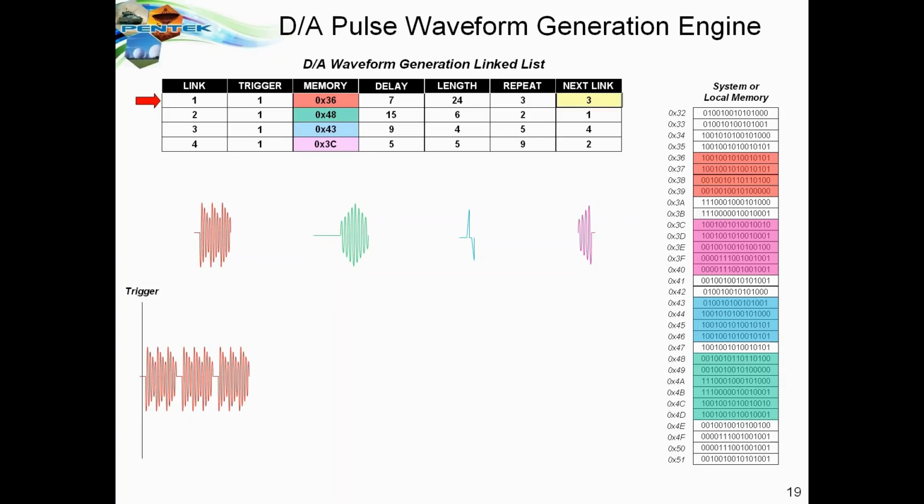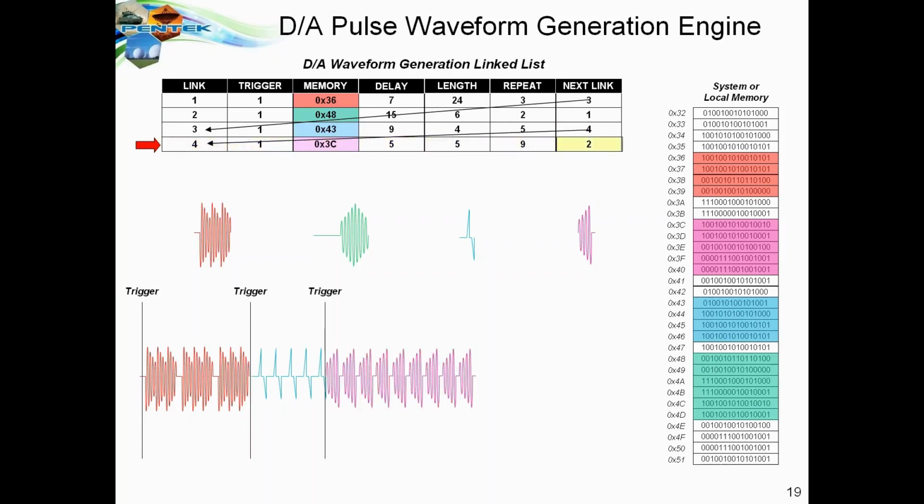Now at the end, we see the next link is link number 3. So on the next trigger, we start generating the waveform associated with link 3. Here, we fetch the waveform after a delay of 9, a length of 4, and 5 repeat cycles, and we see the next link is 4. We jump to link 4. We have yet a different waveform. We repeat it 9 times with delay of 5, a length of 5, and then we jump to link number 2 for our last waveform in this example, generating a waveform with a repeat of 2 cycles after a delay of 15.